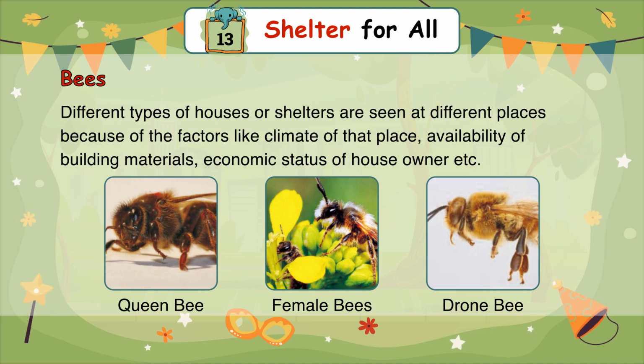Different types of houses or shelters are seen at different places because of factors like the climate of that place, availability of building materials, economic status of the house owner, etc.